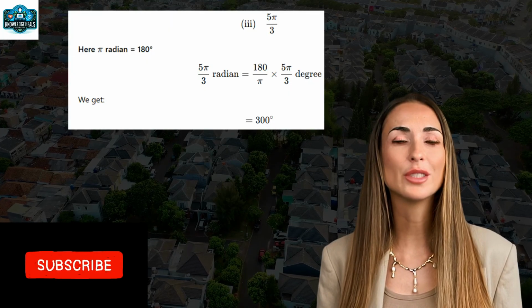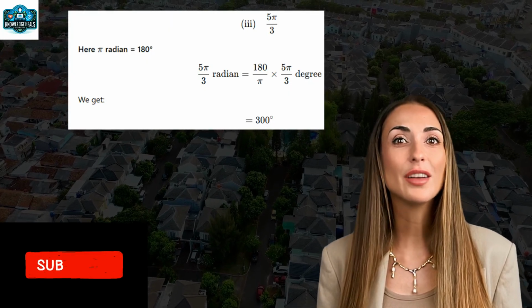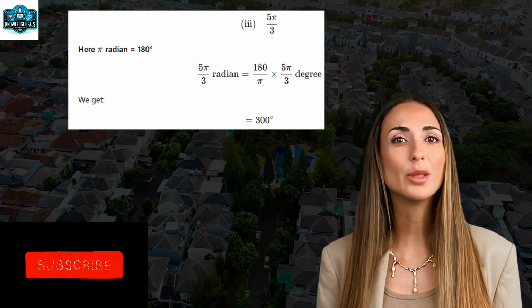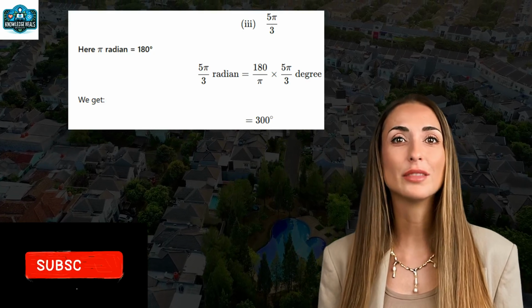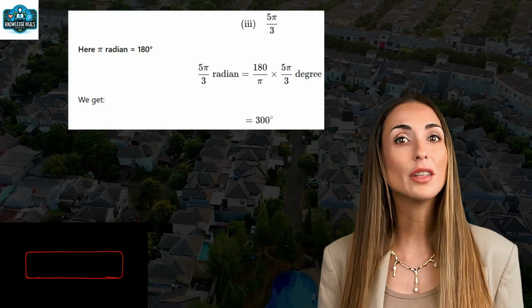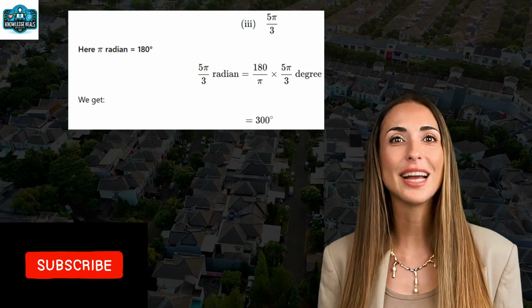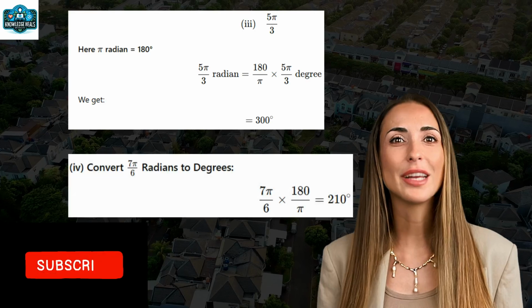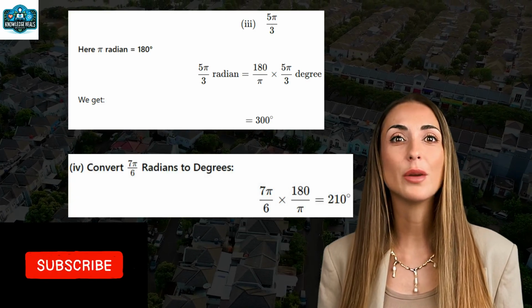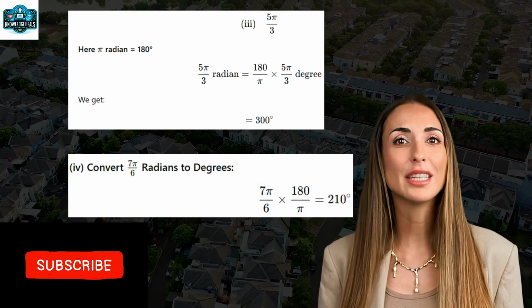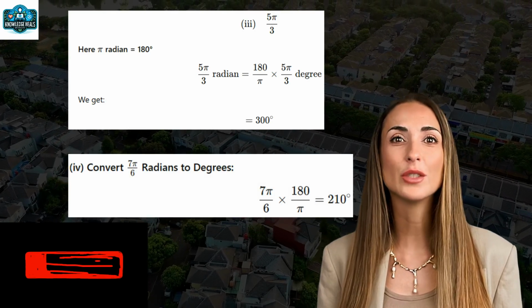Now we move forward to our third question, that is 5 pi by 3. Now we will convert to degrees by multiplying 180 by pi to 5 pi by 3. In the end we get 300 degrees as the answer. In the same way we will do it for 7 pi by 6. We will just multiply 180 by pi to 7 pi by 6, which is equal to 210.